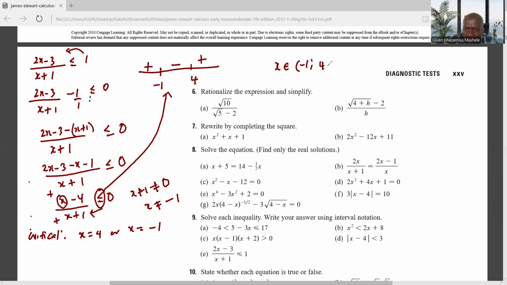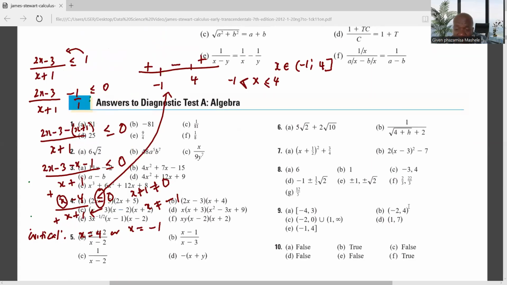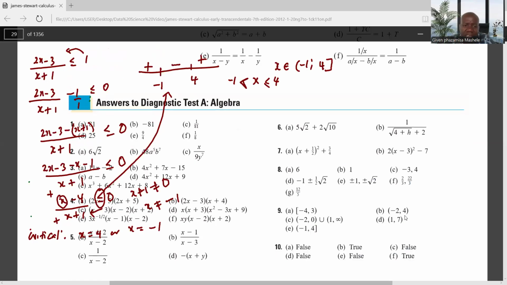But 4 we included, so in closed brackets we're including it. Or another way we can say x is between minus 1 and 4, but we are not including minus 1 because it's at the denominator, but we're including the 4. So that is the answer. These are the things that you need to know, but remember, it's not a must to go through this, but if you want to increase your knowledge, then you can. You see, it says the answer is from minus 1 up until 4. That is 9e.